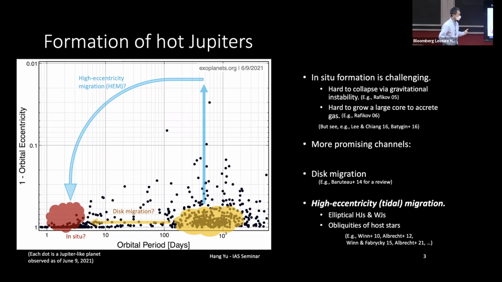In this way, it's very easy to form those eccentric hot Jupiters and warm Jupiters. Those are basically systems in the process of this tidal migration. And also, this is a natural way to produce a large obliquity of the host stars. So that said, for this talk, I would like to focus on this high eccentricity tidal migration channel.